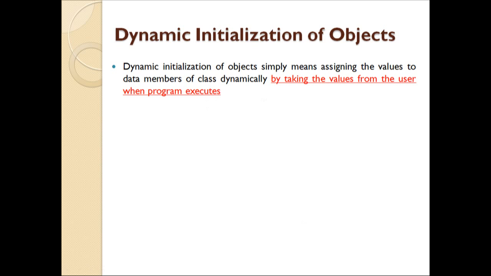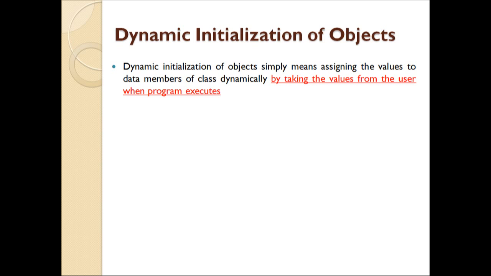So what is the meaning of dynamic initialization? The first word says dynamic. So what is the meaning of dynamic? Whenever we execute, or if we are using a system, there are two types of memory. One is dynamic memory and another one is static memory. The memory where we store the data for the future is called static memory, or secondary memory.